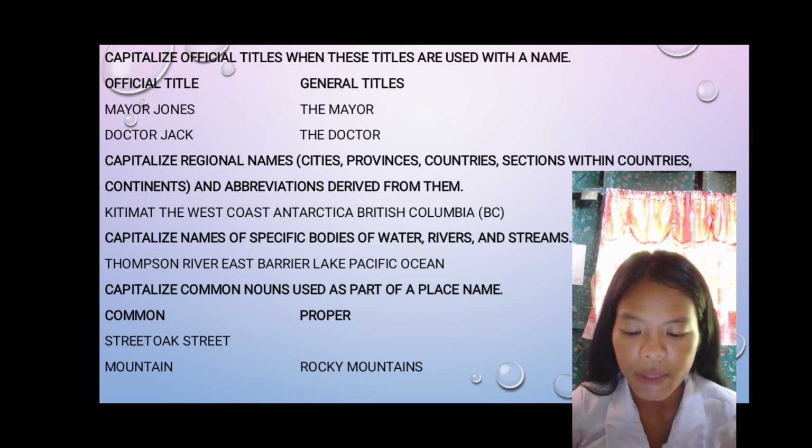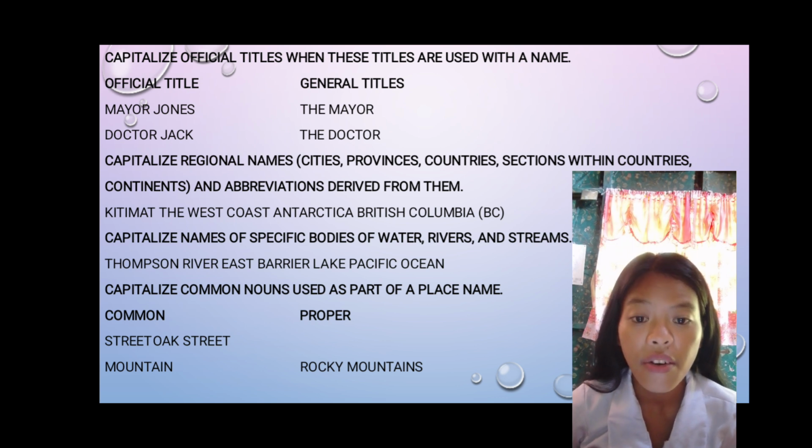Capitalize names of specific bodies of water, rivers, and streams. Thompson River, East Barrier Lake, Pacific Ocean.